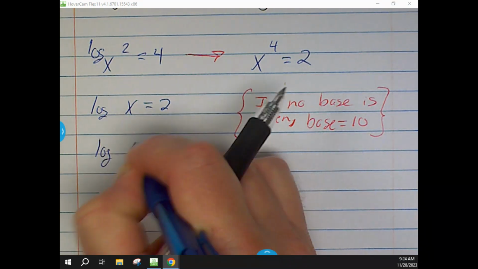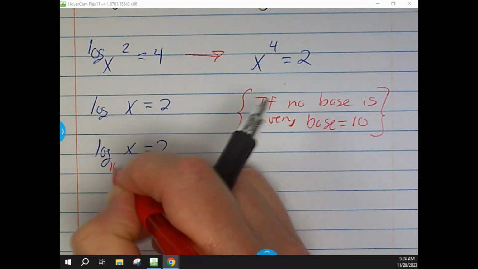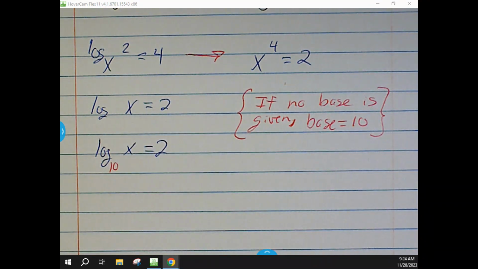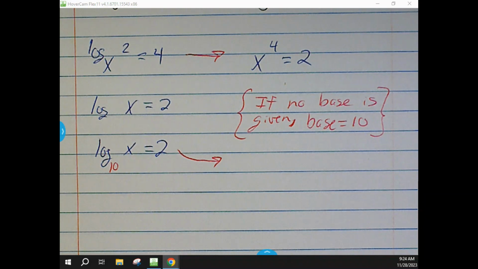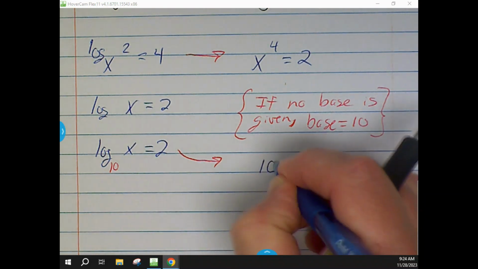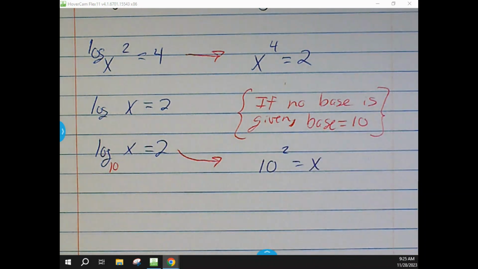So basically, if you have this one, which a lot of times you'll see something like that, you just have to know that in that case your base would be 10. So then to rewrite it, again, 10 will stay the same, and you'll just switch these two numbers up, so you get 10 squared equals x.